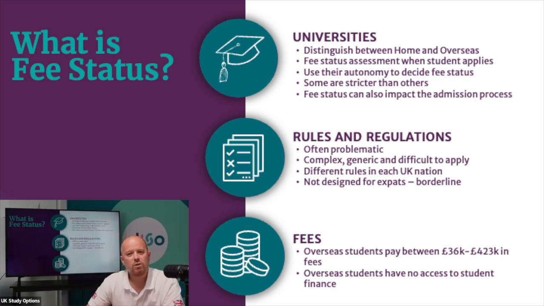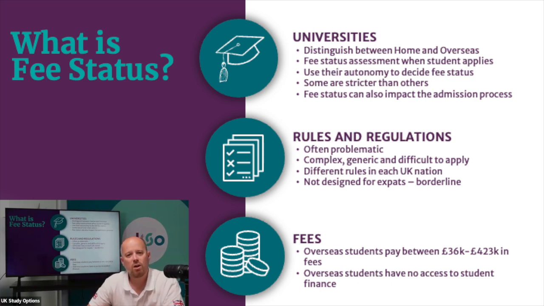So what happens if you don't get assessed as a home fee payer? Well, overseas fee-paying students pay much higher tuition fees, anywhere between £36,000 and £423,000 in tuition fees for a UK degree. So this is obviously a huge range, and it just reflects the fact that each university is setting their own fees for overseas fee-paying students.